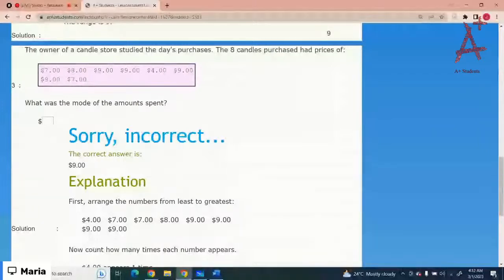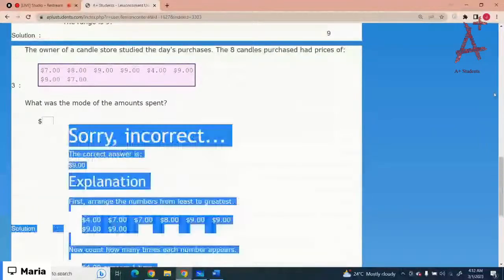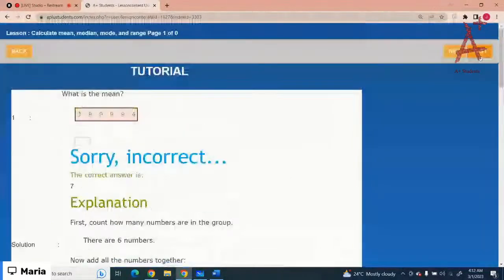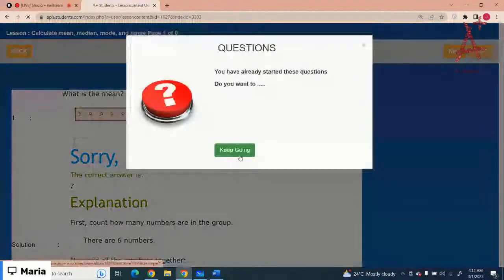So we have learned three of the concepts so far. They are the mean, mode, and range. Got it?